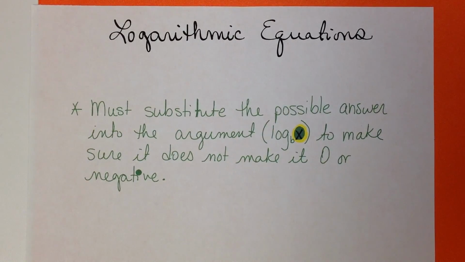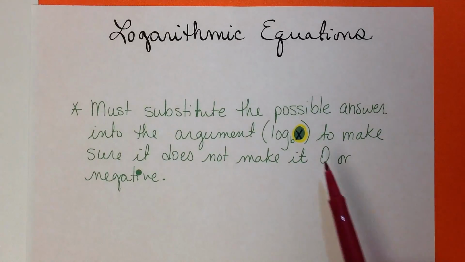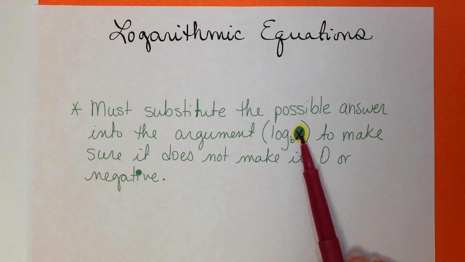In this section, we're going to be solving logarithmic equations. And one thing about logarithmic equations is you are going to have to check your answer. As it states here, you must substitute the possible answer into the argument. So what you see highlighted here, this is the part that's referred to as your argument.